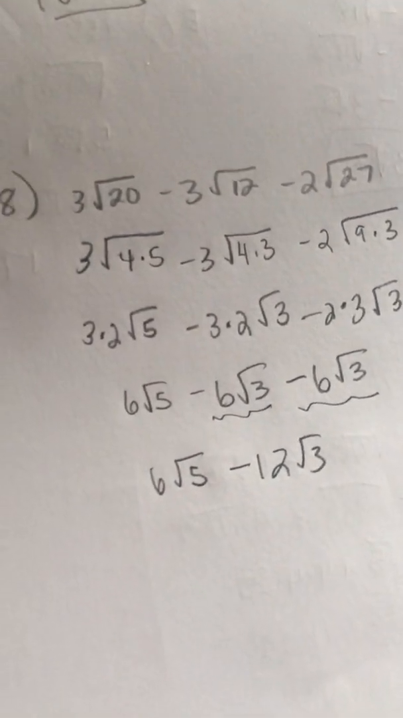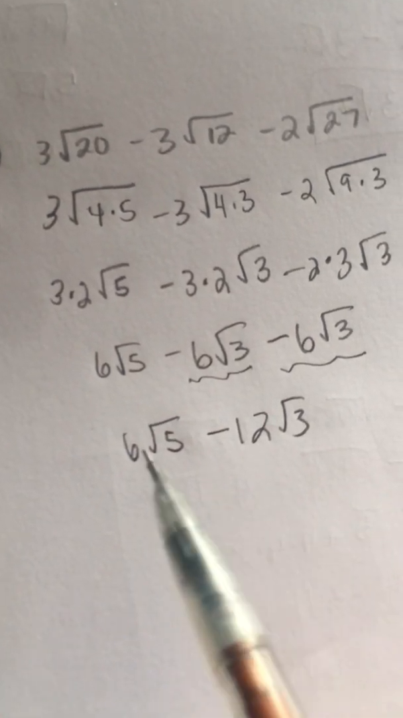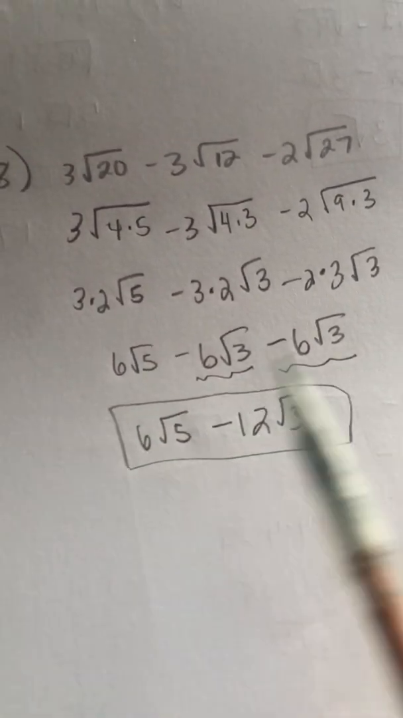6 root 5 minus 12 root 3. Now, these are not like, so I can't put them together. That would be my final answer.